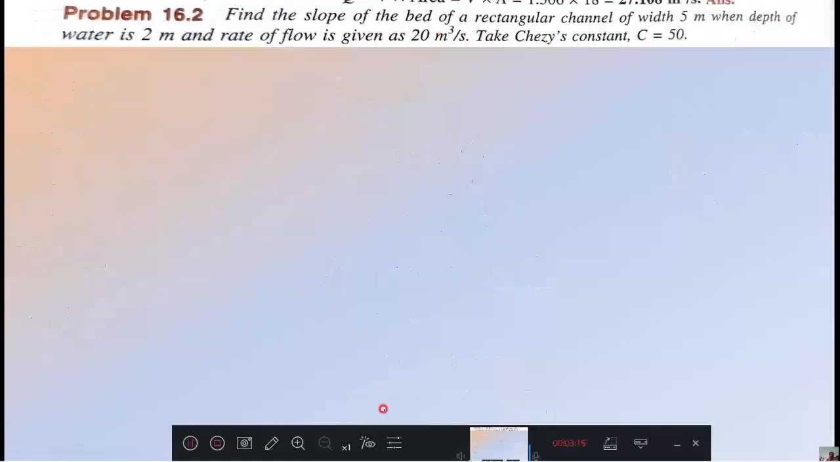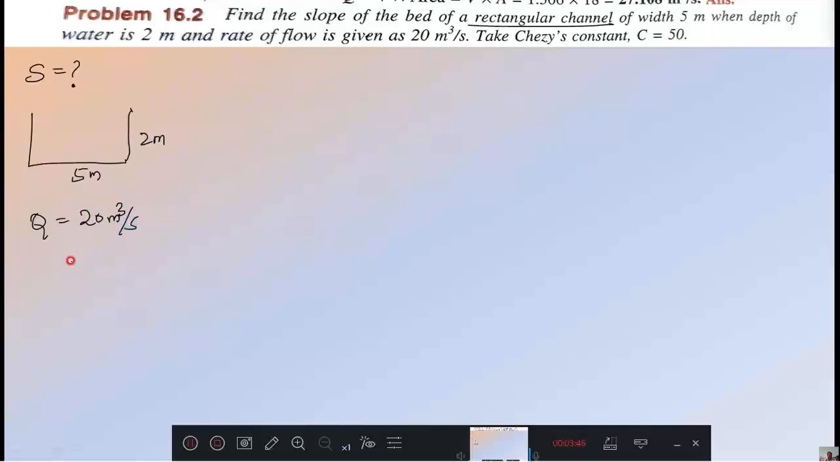Now I am going to the next problem. Find the slope of the bed of a rectangular channel. Again they are asking about a rectangular channel, but this time they are asking what is the slope. It is 5 meter wide and the depth of water is 2 meter, and the rate of flow is given this time, Q equal to 20 meter cube per second, and Chezy's constant 50 is given. What they want is the bed slope S.